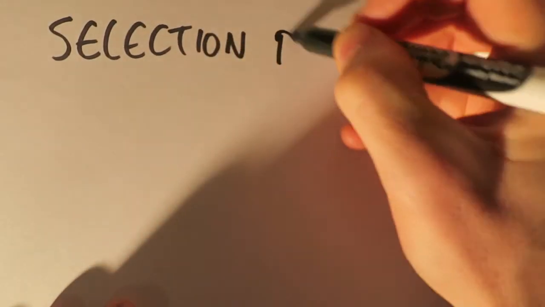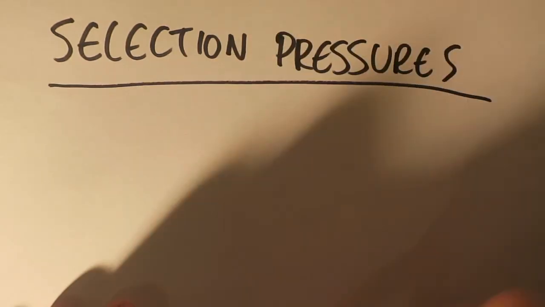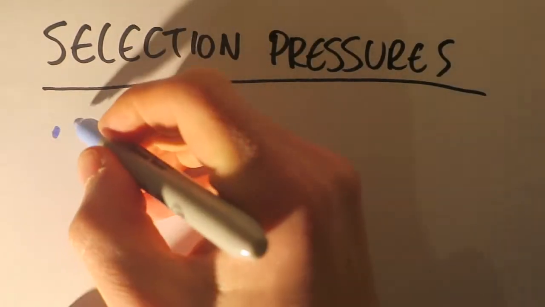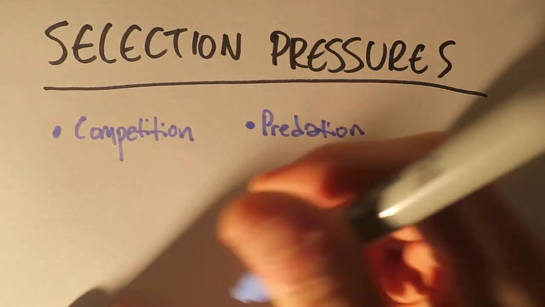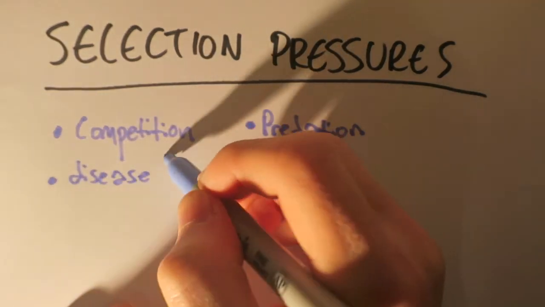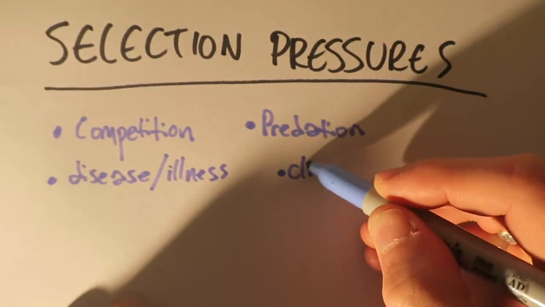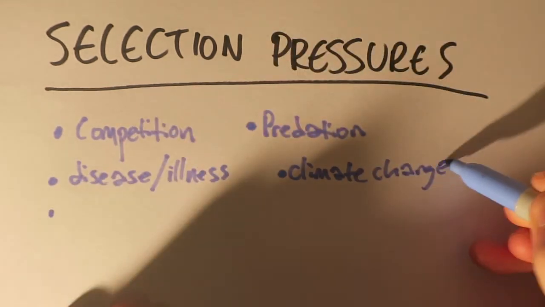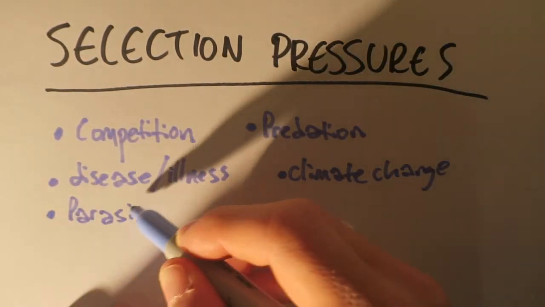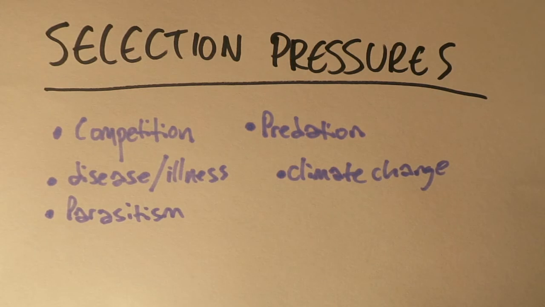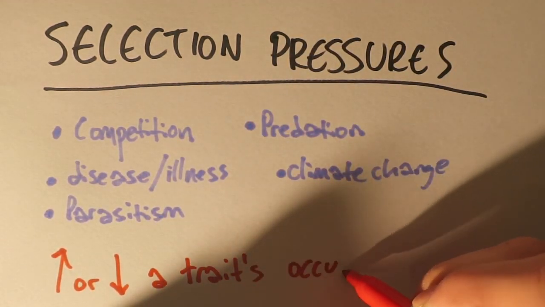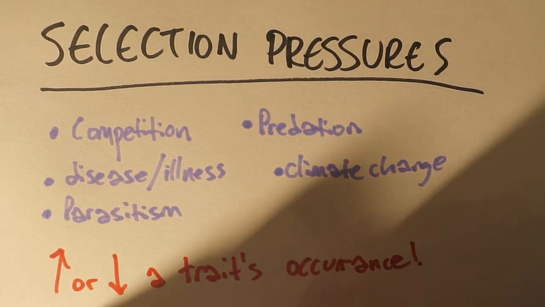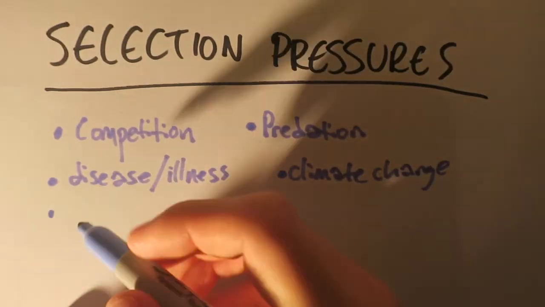Alternatively, the selection pressures may be different in different locations. An example is where having thick fur may be beneficial for a leopard in the snow, but it would be disadvantageous for a leopard in the African desert. Selective pressures can include demands such as competition, predation, disease and illness, changing climate, and parasitism, which can both increase or decrease the occurrence of a particular trait. And that is why it is selection pressures that are ultimately the mechanism for natural selection.